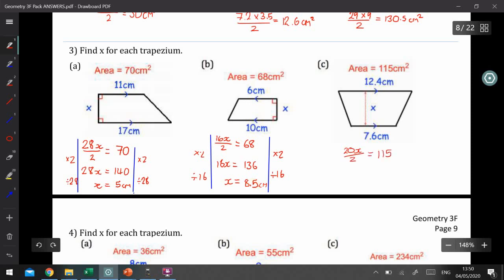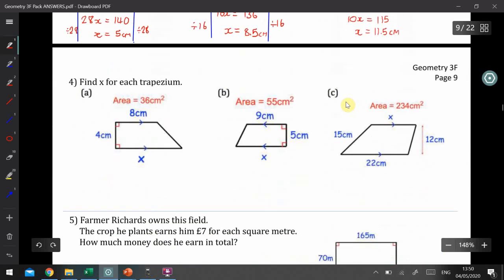Now on this one, in fact on all of these, we could have just divided that first expression by 2 rather than having to multiply by 2 at this stage. We could have just said this is 14x and this is 8x equal to this. And we can do the same here, so just to do this one slightly differently, we could say that 20x divided by 2 is just 10x. 10x is equal to 115, so when we divide by 10, x must be 11.5. So just two different ways of thinking about it there.